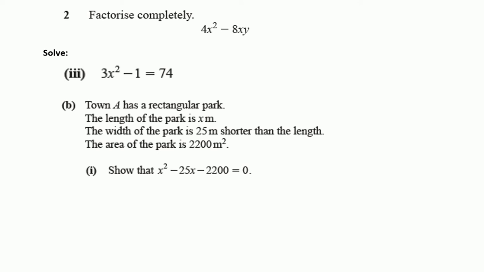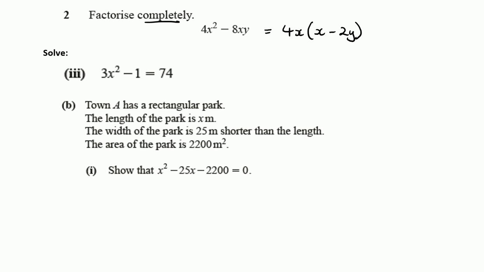So now I'm being asked to factorize completely 4x squared minus 8xy. This word completely is reminding you that there's probably going to be more than one thing that gets factorized out of these two terms. Between 4 and 8, the highest common factor is 4, and between x squared and xy, the highest common factor is x. So then we fill in the rest of the bracket like so.